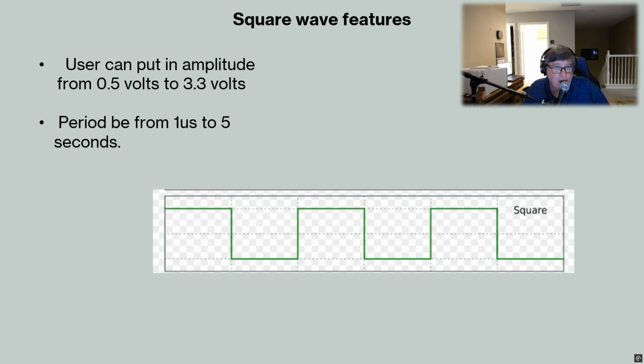Square wave features. The user must be able to put in an amplitude of 0.5 volts to 3.3 volts. Not 0 volts, otherwise you don't see anything. That's why we said 0.5. You put 0, and it's like, hey, there you go. Once again, a period of 1 millisecond to 5 seconds. I just made that up, but go ahead and do that.